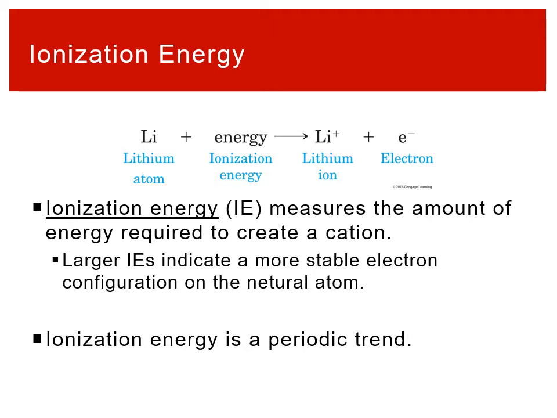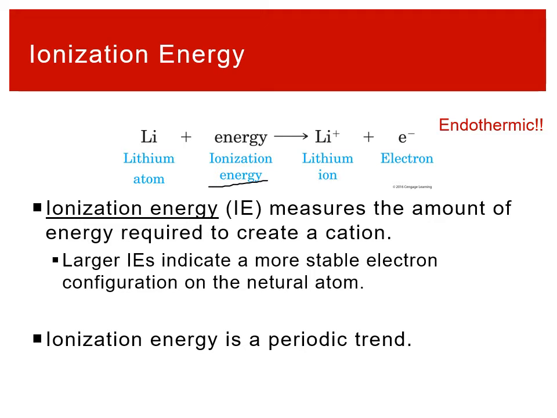atoms. Ionization energy, if you have, say, an atom and you're removing an electron to form a cation, that is always an endothermic process. You always have to put in energy. We can see that the energy is like a reactant. And so if you have really large ionization energies, that means it takes a lot of energy to remove an electron from the neutral atom. So that's a stable atom.